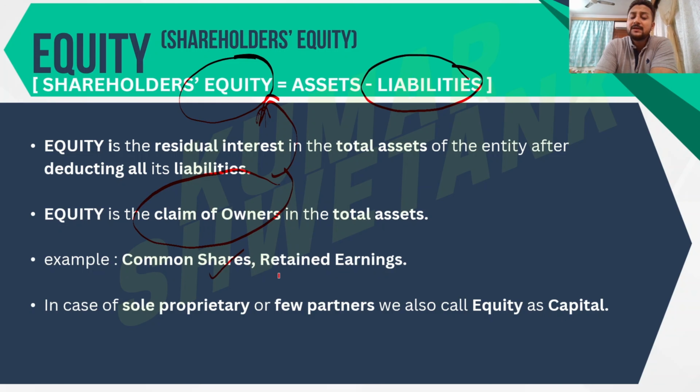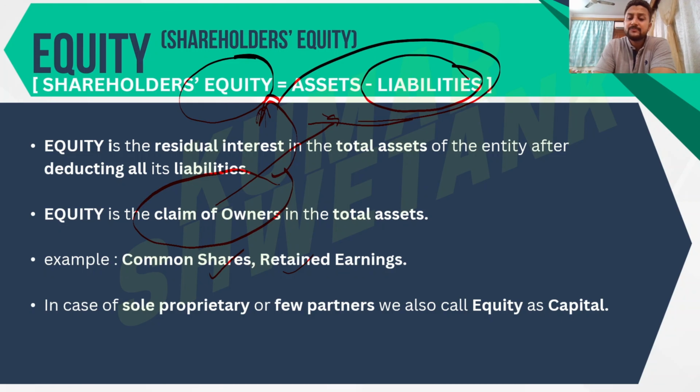The examples of equity are common shares and retained earnings. We are going to study further what common shares and retained earnings are. For now, you just have to remember what equity is. Equity is asset minus liability, and it is the claim of the owner on the total assets.